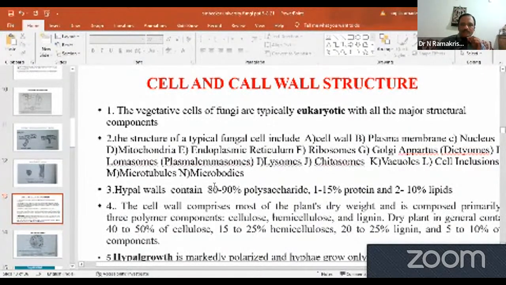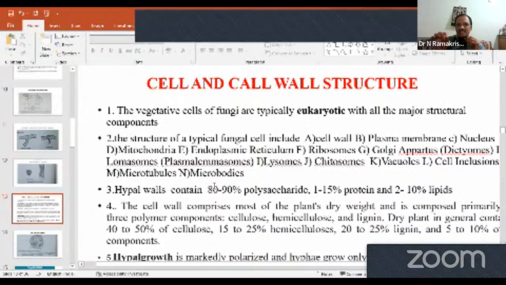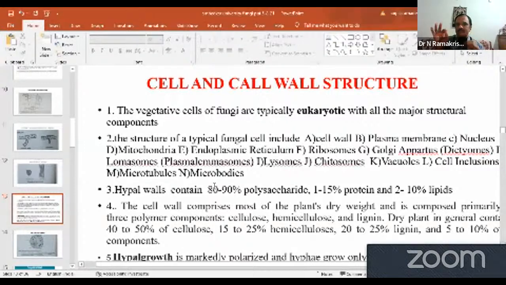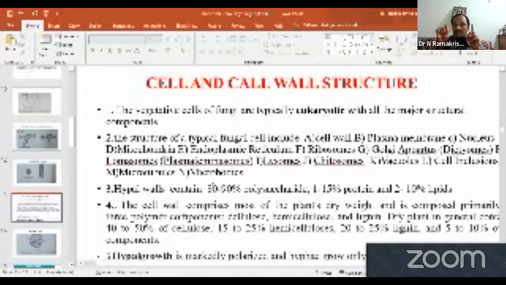Next one, the fungus cell. Almost all the vegetative cells of fungi are typically eukaryotic. In the majority of structural components, 99% of fungal cells are eukaryotic. Eukaryotic means there is a covering structure above the nucleus; we call that eukaryotic.